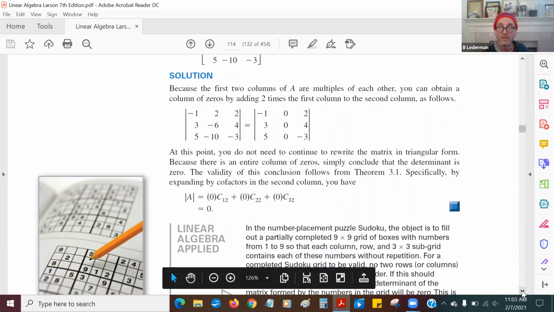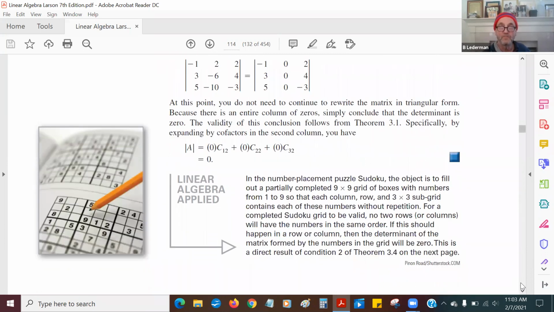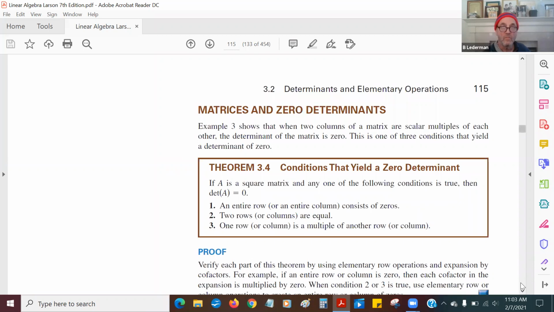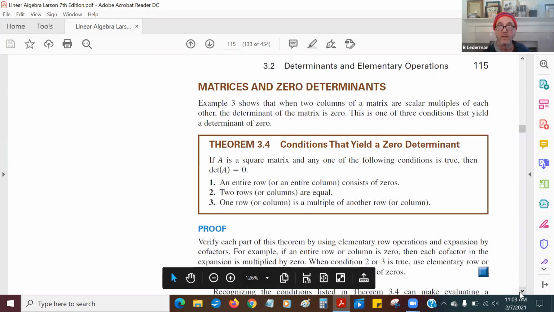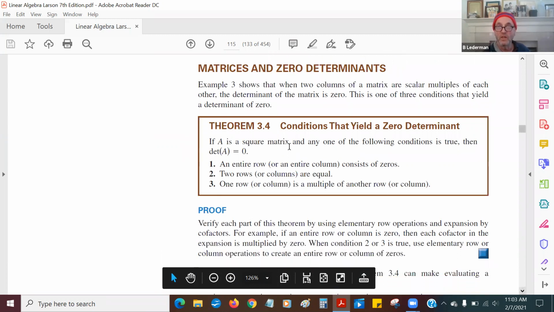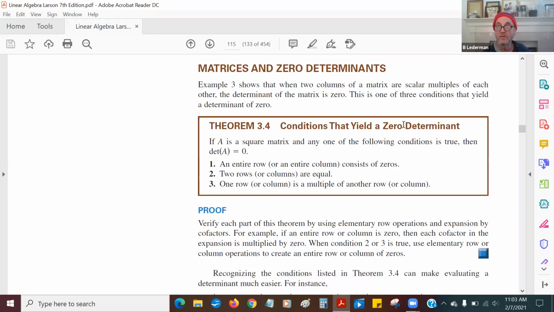Now, this leads us to the following theorem, which is quite important. Matrices with 0 determinants. Well, if you have a matrix that has an entire row or an entire column consisting of zeros, then the determinant will be 0. And that makes sense. Like we said, when you do the cofactor method, you go across that 0 row or down that 0 column, and you're just going to get zeros.